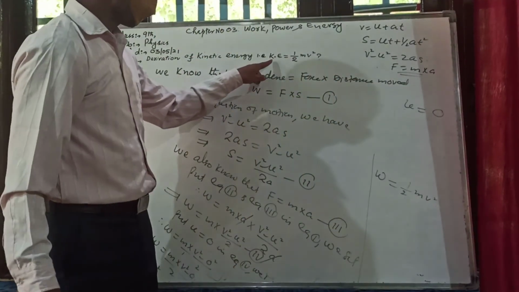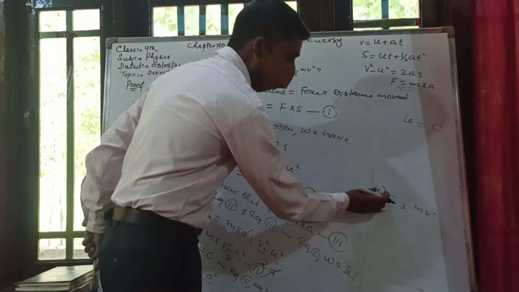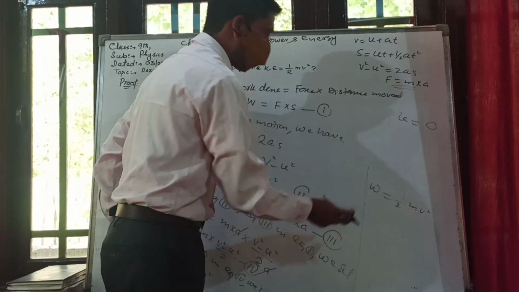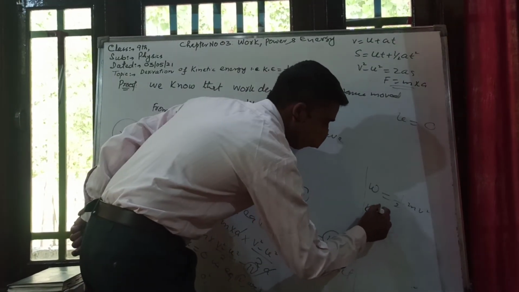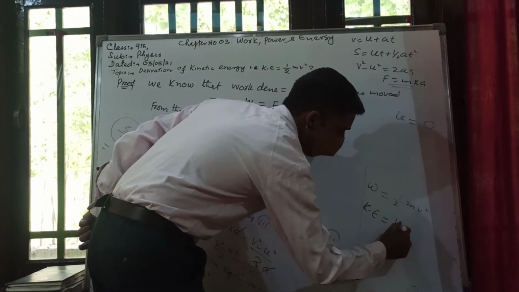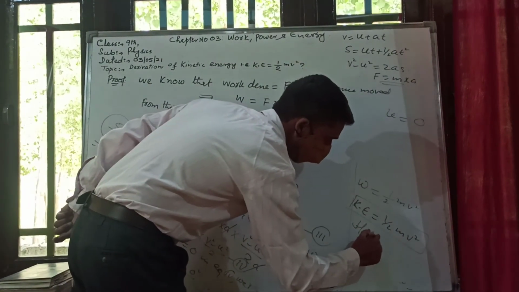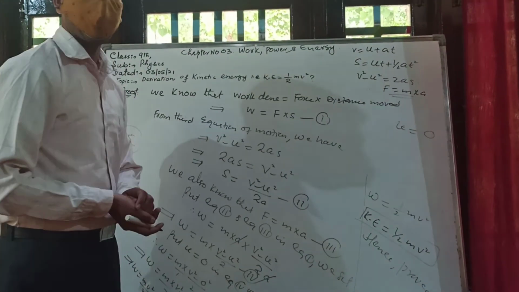But here we want kinetic energy, and we get W. So we have to replace this work done with the symbol KE. So I can write here KE is equal to 1 by 2 mv square. Hence proved. And this is the simple derivation for kinetic energy.